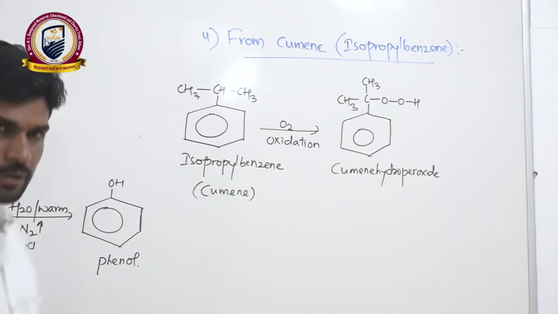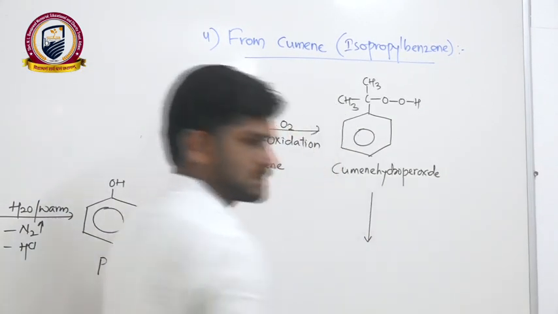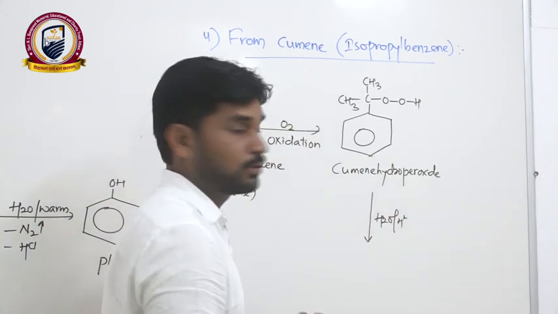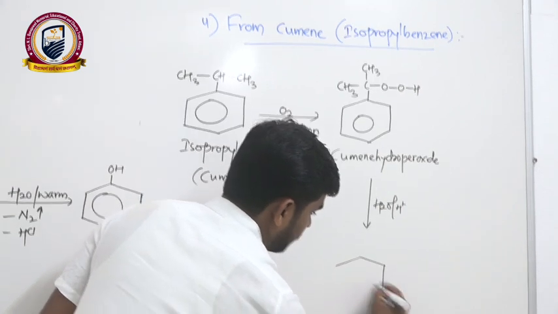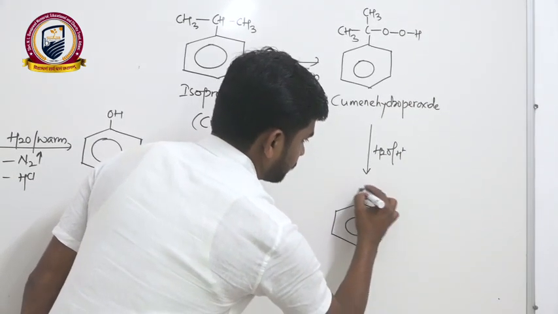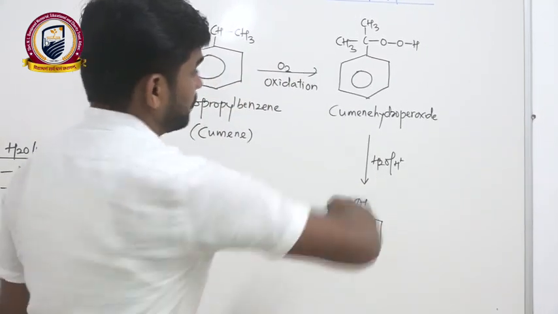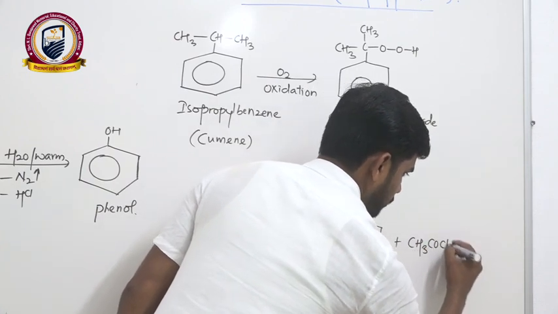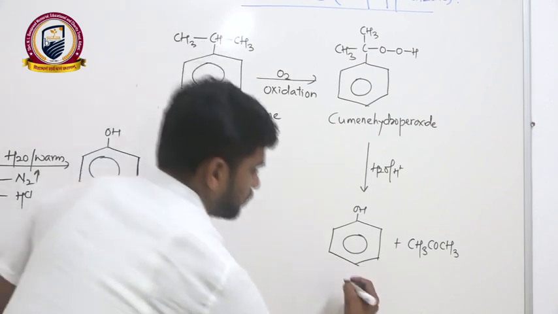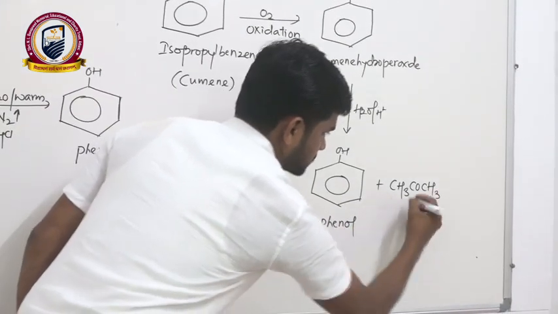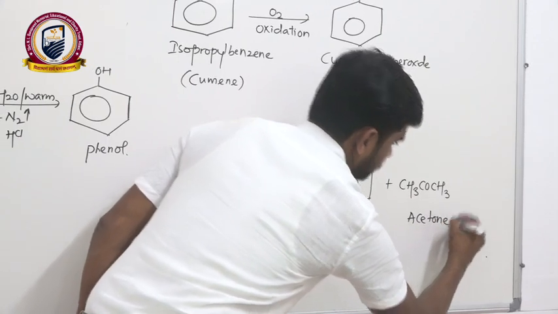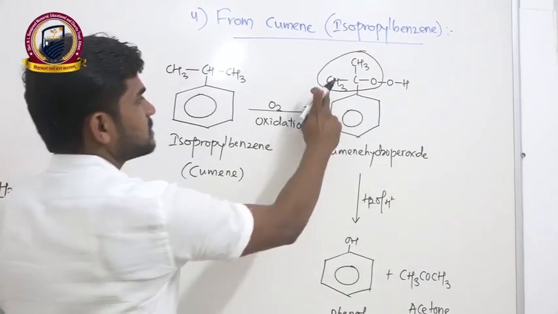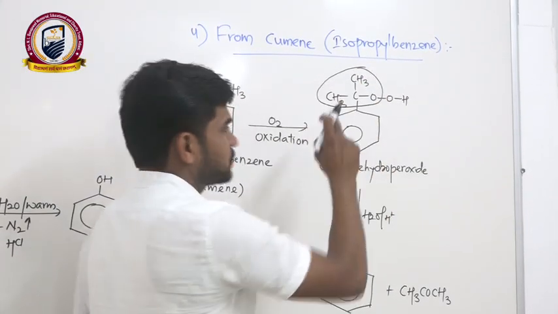Cumene hydroperoxide, which on hydrolysis forms the corresponding product called phenol, with the formation of a very important byproduct called acetone, CH3COCH3, right? So this compound is phenol, and this is acetone. So elimination of acetone, CH3COCH3, takes place here.